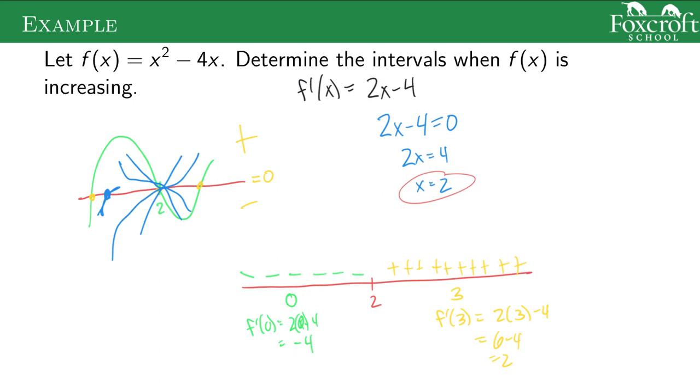So for my original function, I know where the derivative is positive and negative now, so my original function in this region has to be decreasing, and this region has to be increasing. To answer the question, I want to know when it's increasing: from 2 to infinity. This would be the final answer for this problem. It switches at 2, and then after that, it's increasing forever.